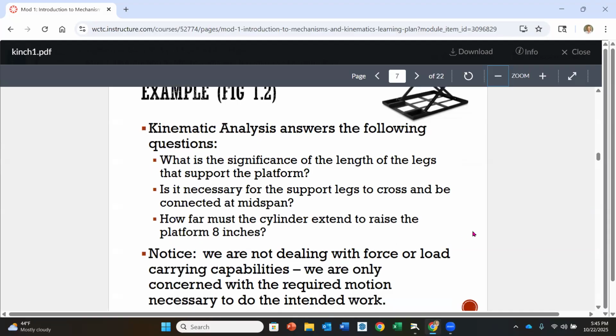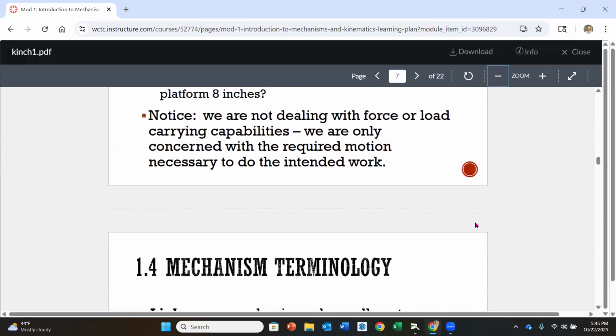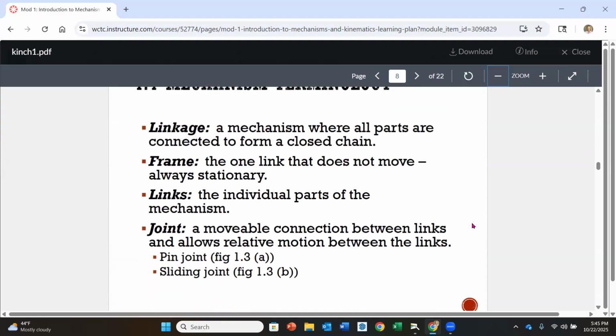Notice we're not dealing with force or what is the load carrying capabilities. We're only concerned with the required motion that's necessary to get the intended work done. Okay. Now let's talk about mechanism terminology. So this is section 1.4. This is on page 2 as well.